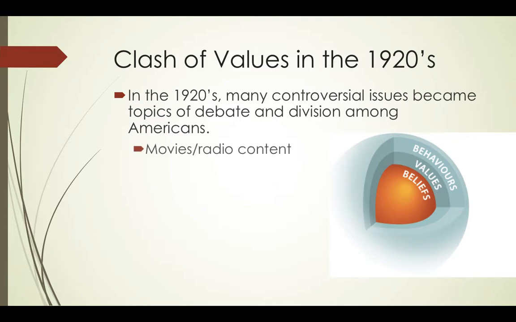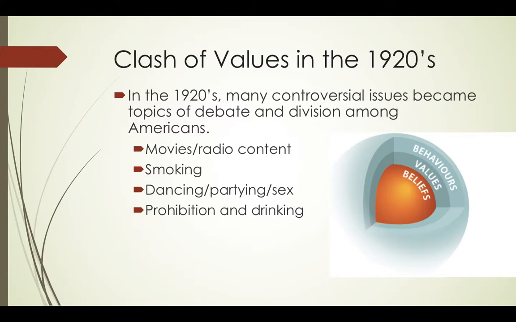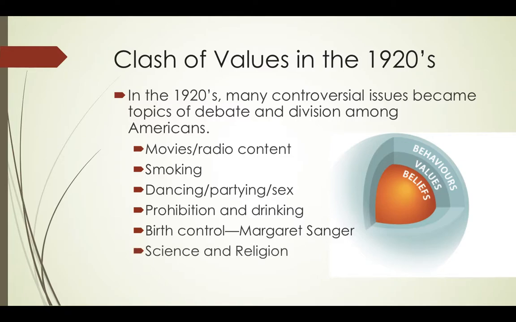Okay, so this clash of values, like we said, movies and radio content were things that people disagreed on. Smoking, some people thought it was okay in public, okay for women to do it. Some thought, no, it's bad. Dancing, partying, sex, prohibition, drinking, birth control, that was kind of a new thing, becoming more advanced. Science and religion, okay, which is what the Scopes trial has to do with. So you see all these different topics. I chose one of them to highlight here just so you can kind of understand the 1920s culture a little bit better, while at the same time understanding this really important event called the Scopes trial.